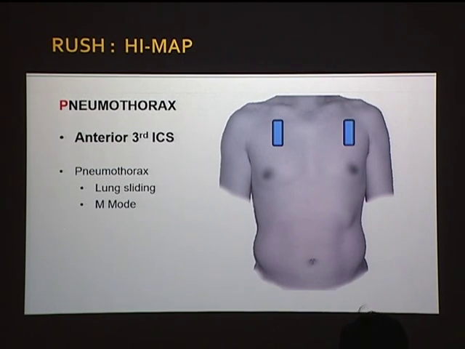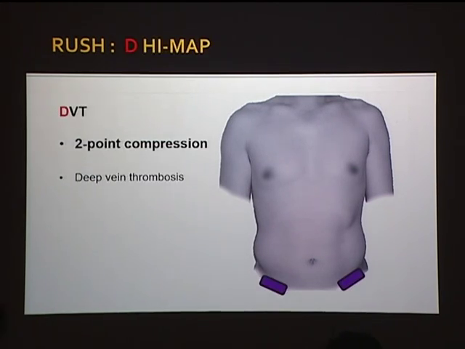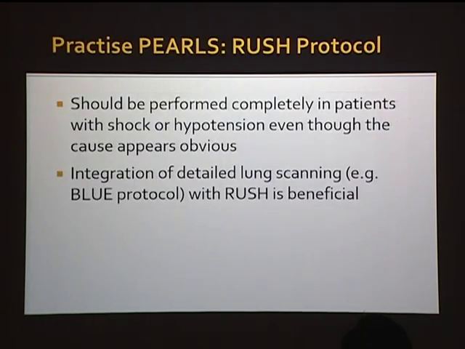And in the recent versions of the HIMAP, we added on a third thing, the D, which is the DVT scanning. So after completing a HIMAP, you should proceed to a DVT scan in the appropriate patients. I think a thorough study is more important also. 2-point compression to exclude deep vein thrombosis. So it becomes a D-HIMAP. This is the latest version of the Rush protocol, D-HIMAP.